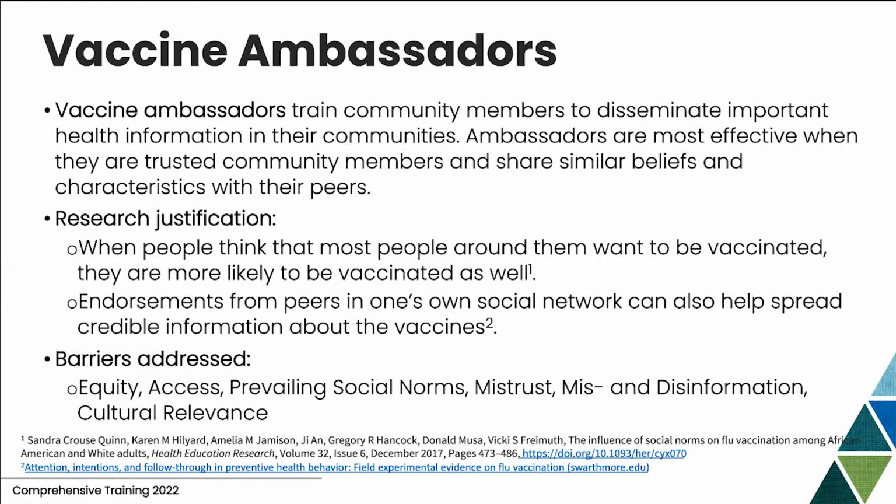Why was it included as an important strategy? Well, when people think that most people around them want to be vaccinated, they are more likely to be vaccinated. So that's the power of social norms. Endorsements from peers in one's own social network can also help spread credible information about the vaccine. So these are a couple of research findings that bolster the importance of vaccine ambassadors in increasing vaccine demand and uptake. When you think about some of the barriers to vaccine uptake, an intervention like this can really address issues related to equity and access. They can change social norms in the community. They can address issues of mistrust, curb or at least address mis- and disinformation, and have a lot of relevance to the particular culture that they're representing. Next slide, please.